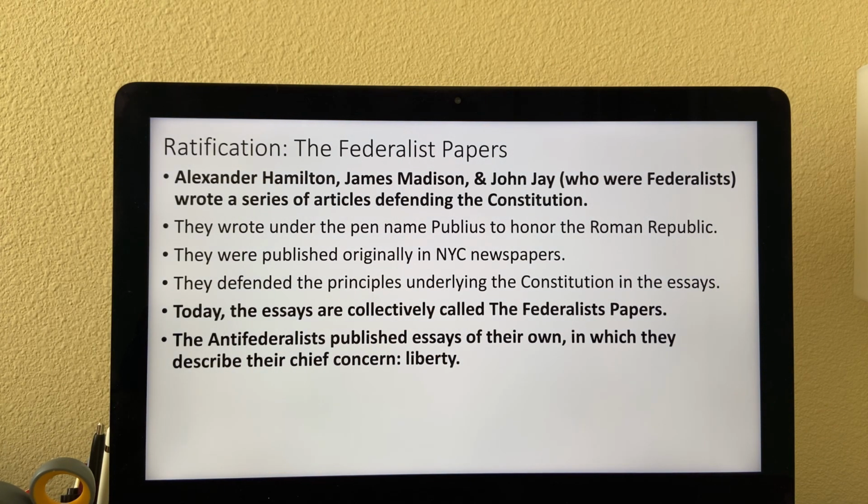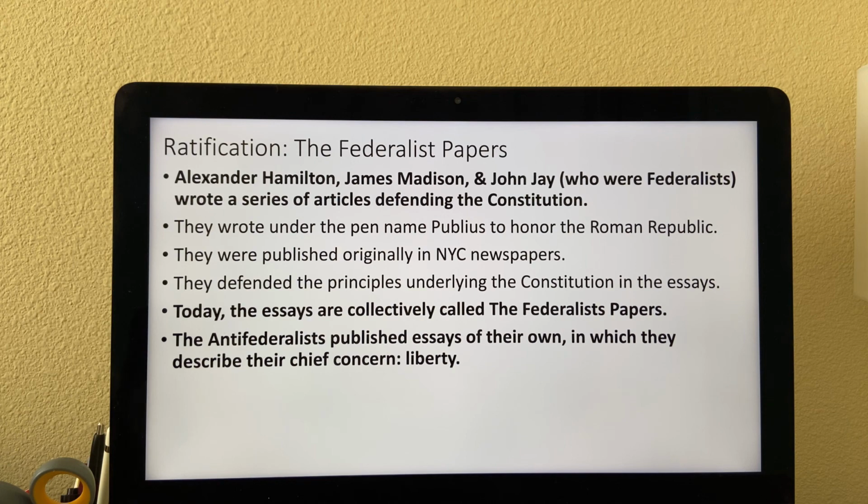So there was a group of Federalists, and there were three of them: Alexander Hamilton, James Madison, and John Jay. And they wrote a series of articles in which they defend the Constitution, and they defend the principles underlying the Constitution in these essays. They wrote under the pen name Publius in order to honor the Roman Republic, and these were originally published in newspapers in New York City and in the state of New York. Today, we gather the articles together and we call them essays, and we collectively call them the Federalist Papers.